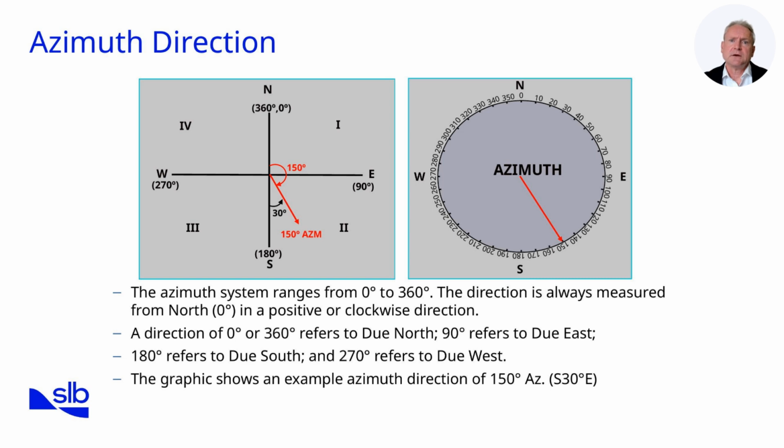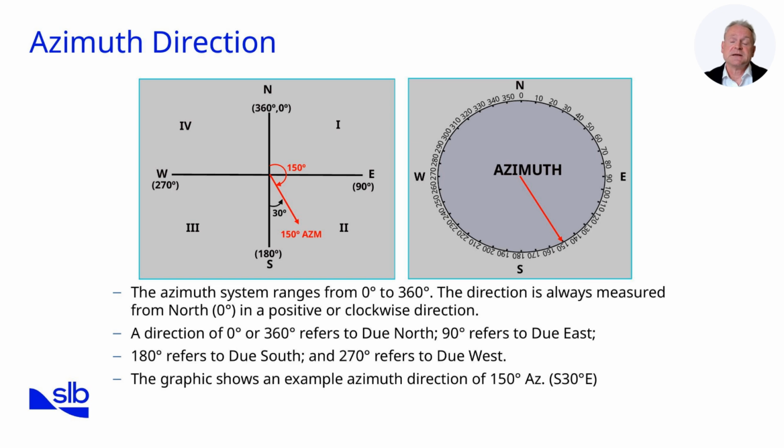Let's now focus on azimuth direction, used in directional drilling to define the path of a wellbore in the horizontal plane. This means on a 2D plot looking at the plan view. In the azimuth system, directions are measured in degrees from 0 degrees to 360 degrees, with all readings taken clockwise from true north. So 0 degrees or 360 degrees indicates due north, 90 degrees is due east, 180 degrees is due south, and 270 degrees is due west.